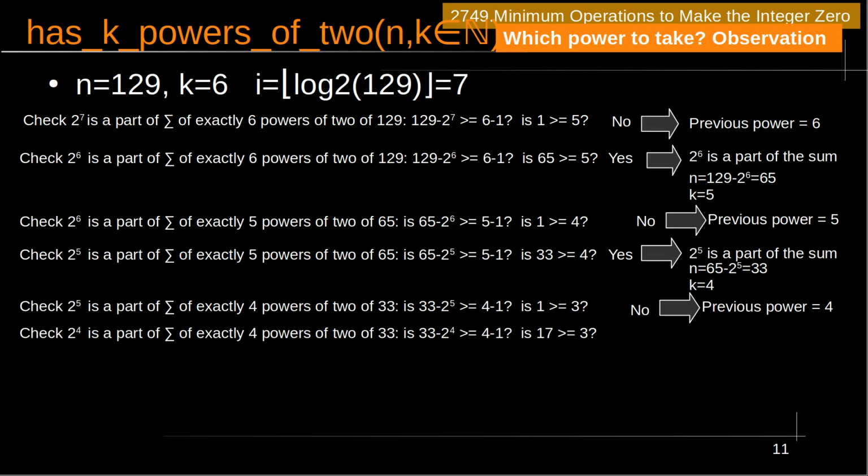Is 2 power 4 a part of the summation of exactly 4 powers of 2 of 33? 33 minus 2 power 4 is greater or equal to 4 minus 1. Is 17 greater or equal to 3? The answer is yes. We have found the power. 2 power 4 is a part of the sum. Compute n and reduce k. So we have found 3 powers now, and it remains 3.